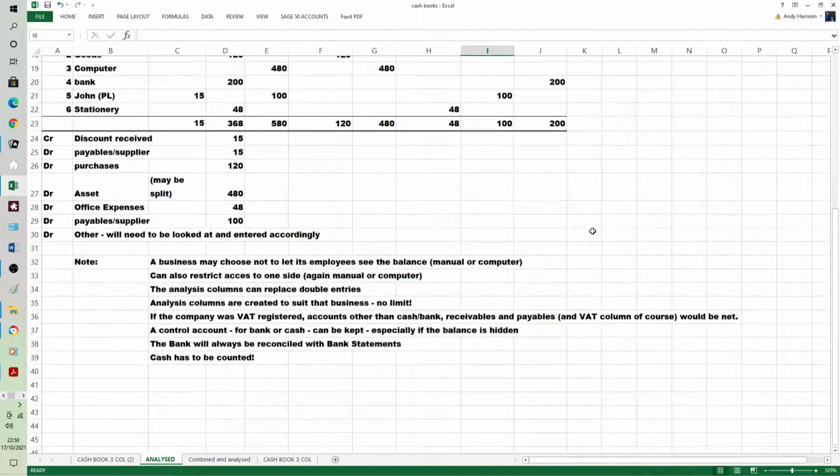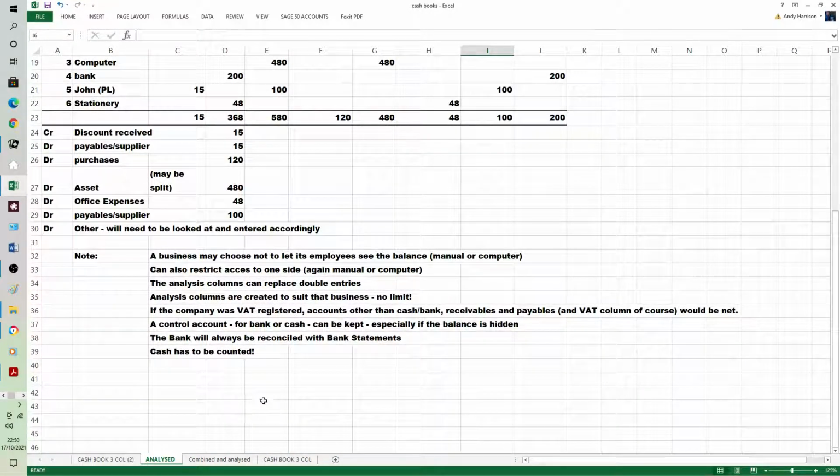So just to remind you, customer may choose not to let its employees see the balance, so you didn't see it on here. You can set that up on a computer system as well, and you can restrict access to the one side. That's the fraud prevention. So the analysis columns though can actually replace double entries, so we can effectively have just one spreadsheet does all our accounting.